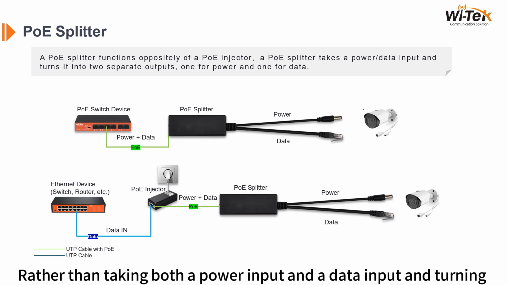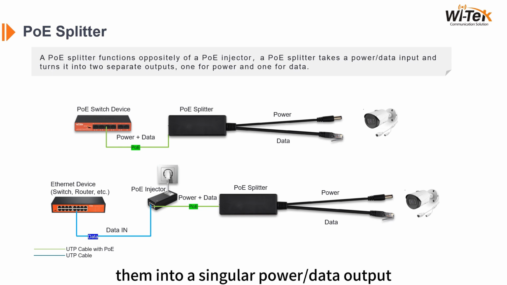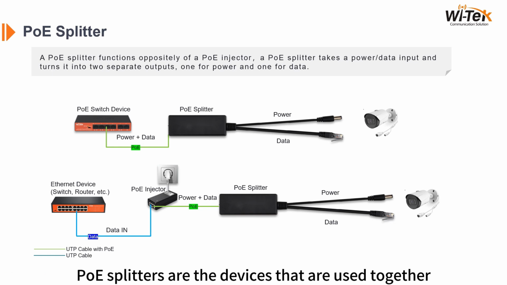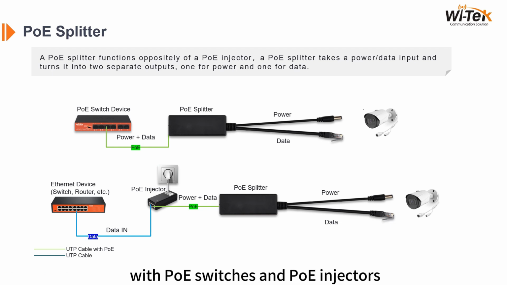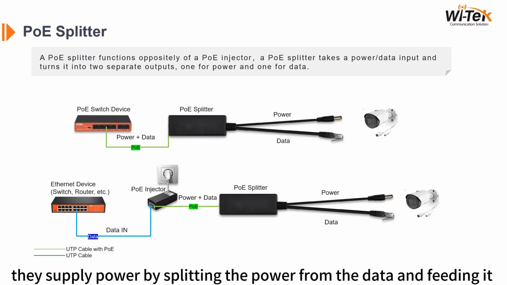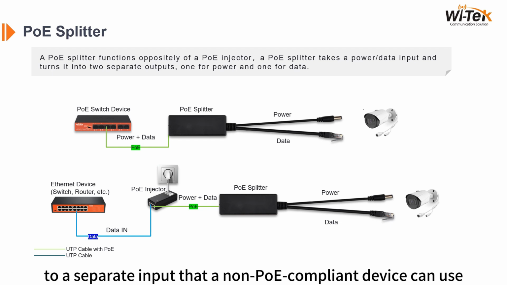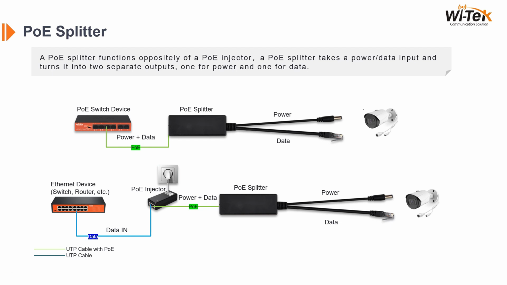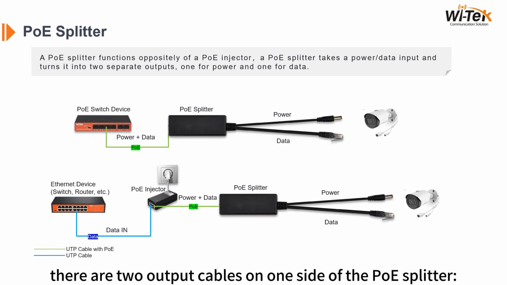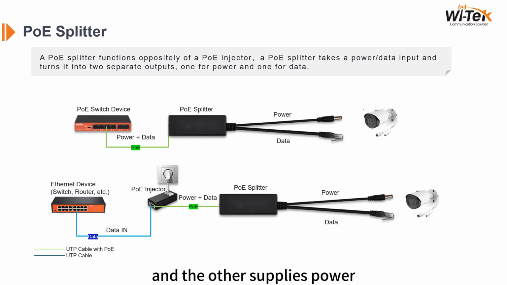Rather than taking both a power input and a data input and turning them into a singular output, a PoE splitter takes a PoE input and turns it into 2 separate outputs, one for power and one for data. PoE splitters are the devices that are used together with PoE switches and PoE injectors. They supply power by splitting the power from the data and feeding it to a separate input that a non-PoE compliant device can use. As shown in Figure 1, there are 2 output cables on one side of the PoE splitter, one supplies data, and the other supplies power.